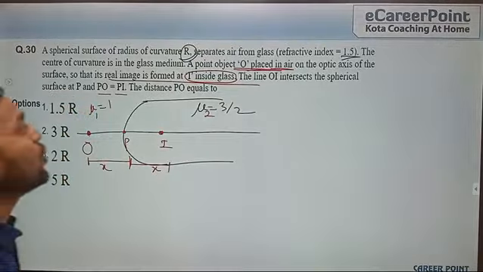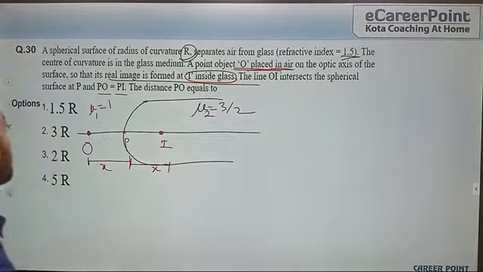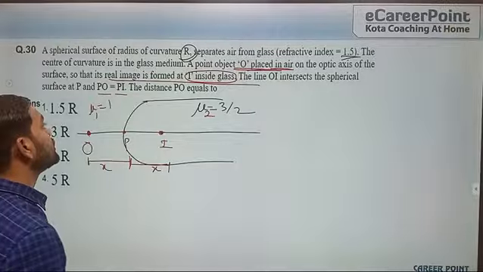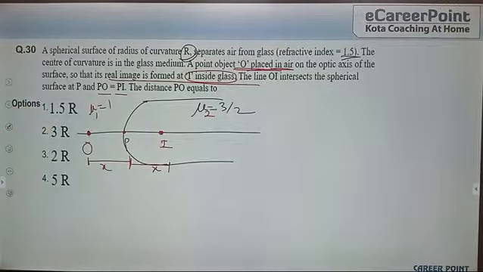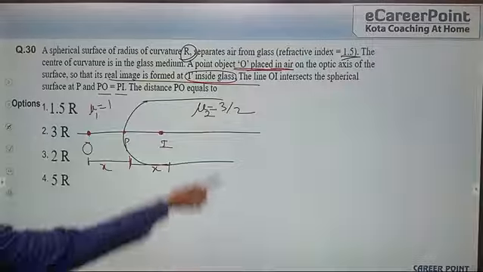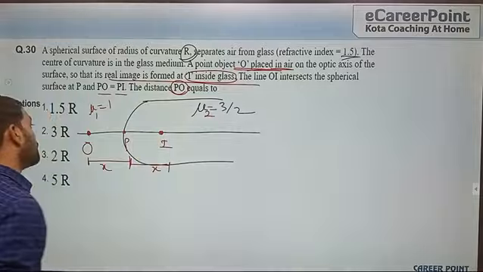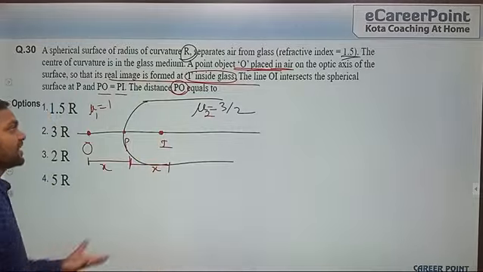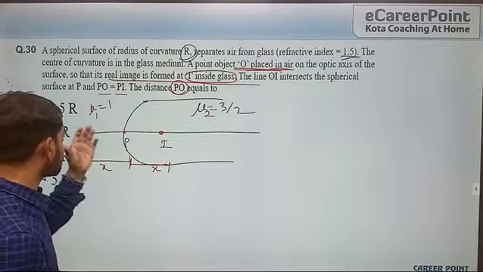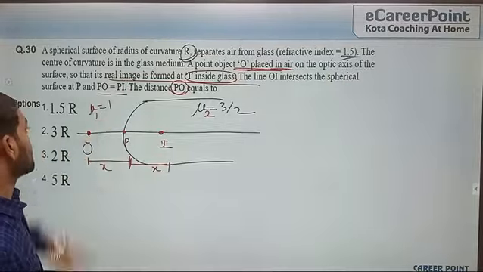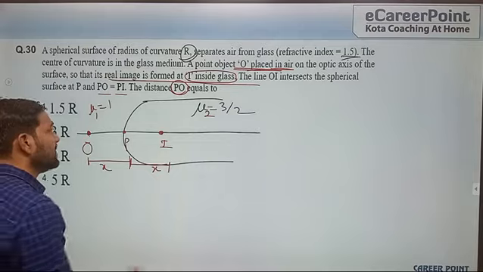The line OI intersects the optical surface at P, and PO is equal to PI. Then the distance PO is equal to... we need to find out PO. So we know the relation between the refractive indices and the radius.